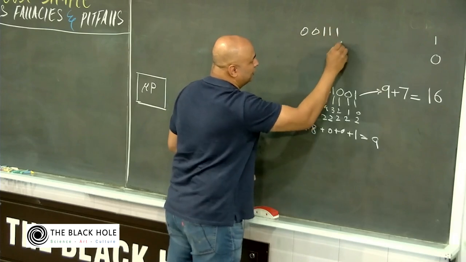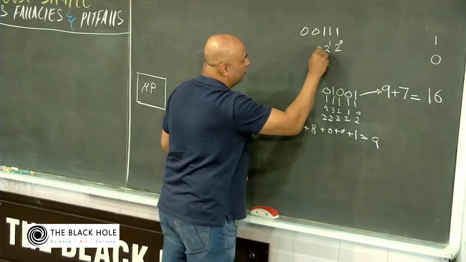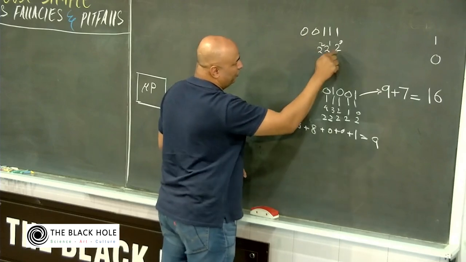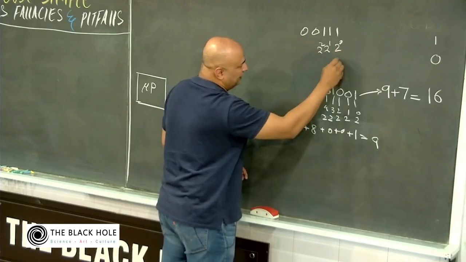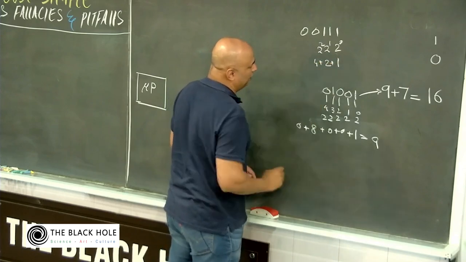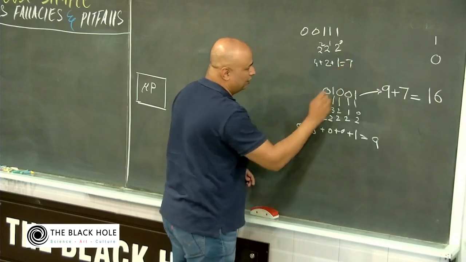This is 7, so this is 2 to the power 0, 2 to the power 1, 2 to the power 2, and then 0 and 0. So we would see 2 to the power 0 is 1, 2, 4, and then you add it up. So it would make 7.